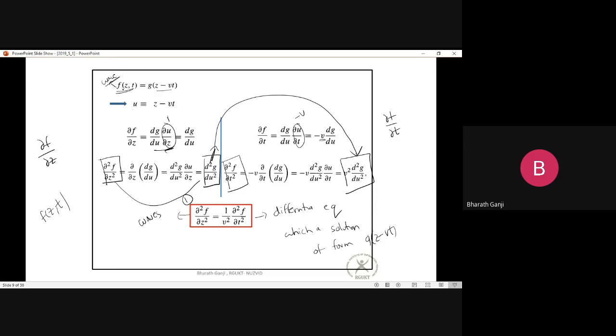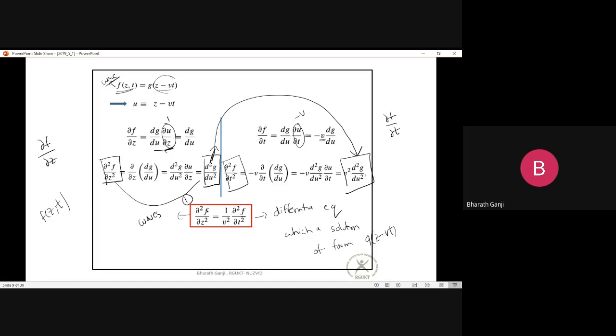If you assume that f is a wave, then it should be in the format of z minus vt. So I defined it that way, and it satisfies a particular differential equation. In a single dimension, if any differential equation is in this format, then the solutions to those differential equations are always waves. Okay, so look at how this differential equation is.